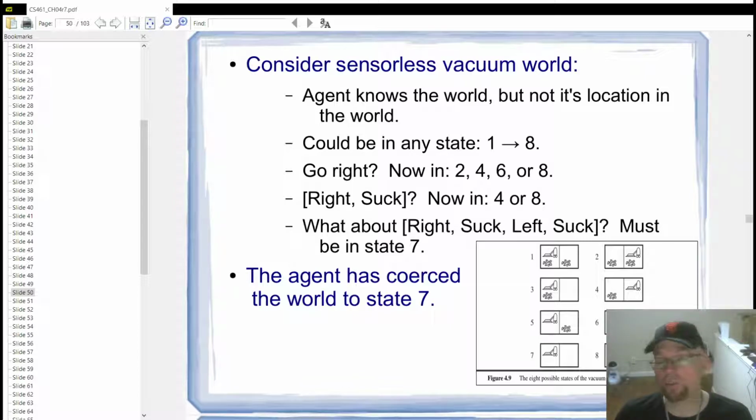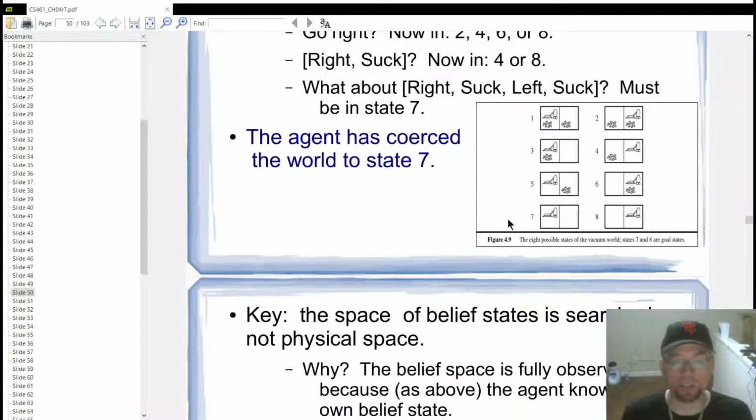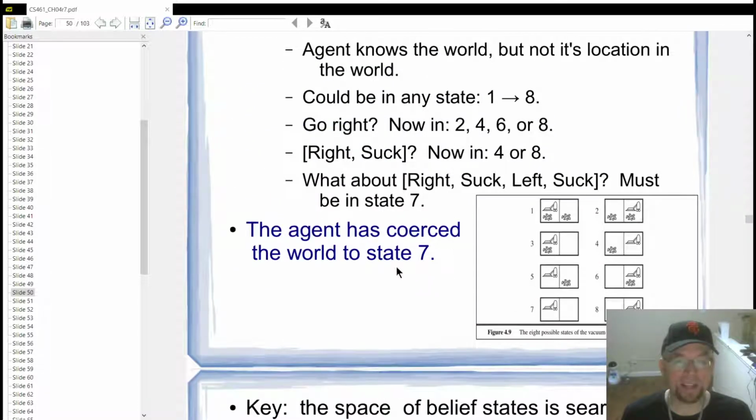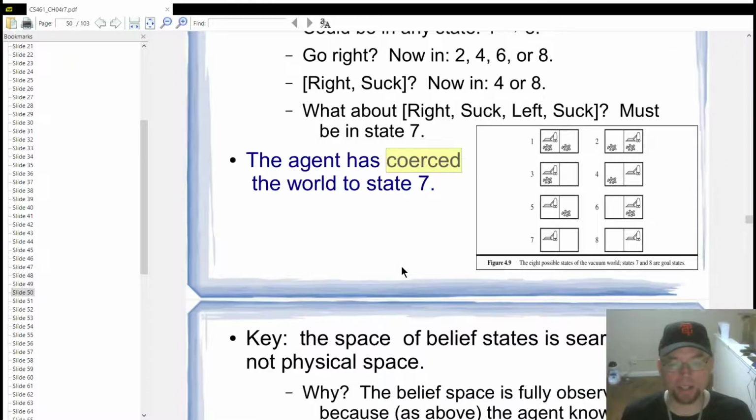So if you want to make sure that you end up with a clean floor, from there you just move left, and then suck, right? When you do that, that guarantees that the agent is going to get you into state 7. When you're done, you're going to be in state 7. You're going to have a clean floor. It's logically impossible for that not to be the case, right? So here we have, granted it's a toy problem, an example of an agent that can't perceive its world at all and still hits its goal state, just by using a little bit of logic, okay? That process, there's a term that the text uses for it, coercing. You can say that the agent has coerced the world to state 7.